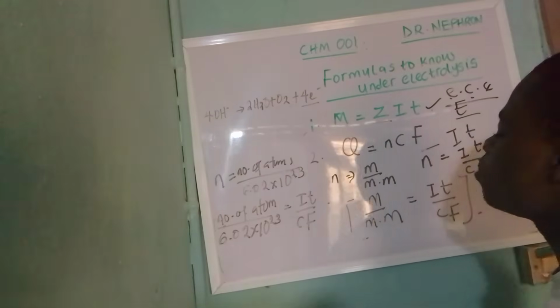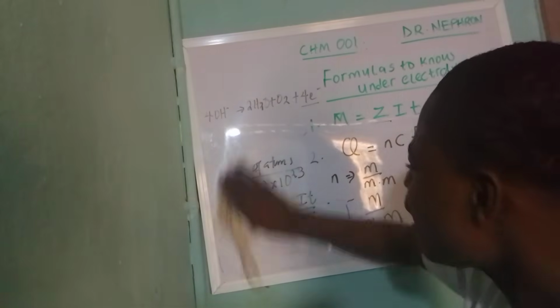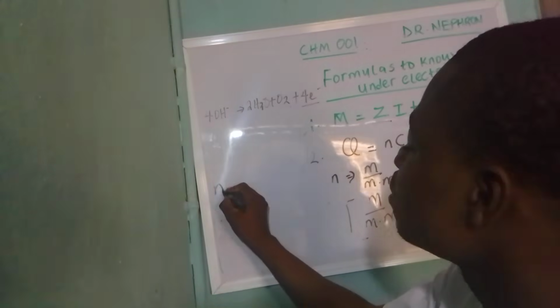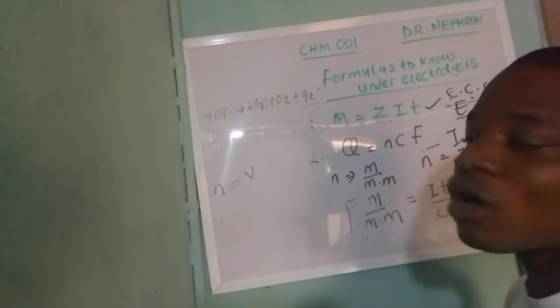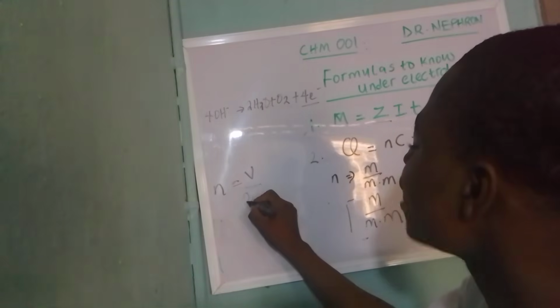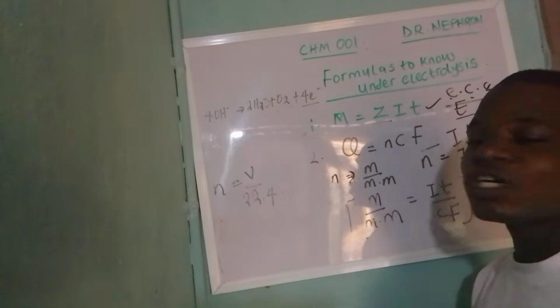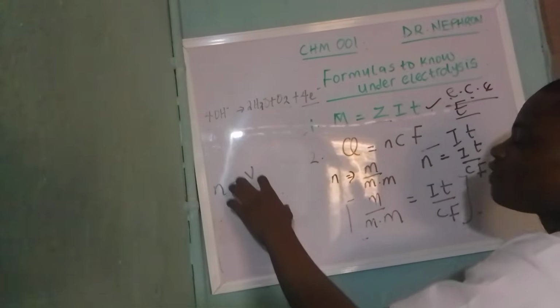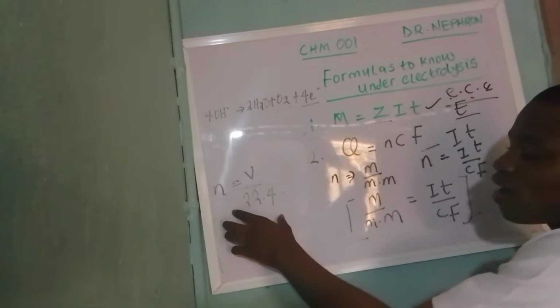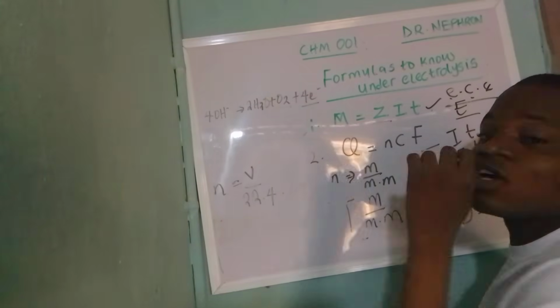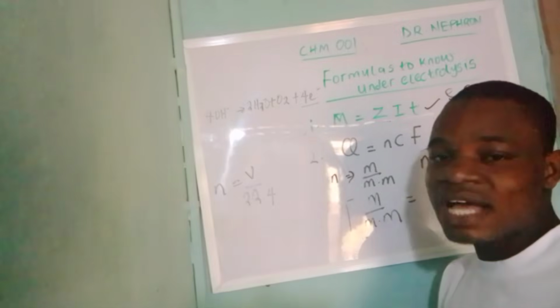So the next one can also be, if they give you the number of moles as volume of gas over volume at STP. So the number of moles can be volume of the gas over volume at STP. Now the volume at STP is 22.4. Sometimes we call it gas molar volume.